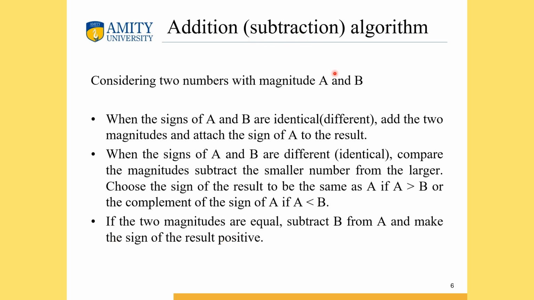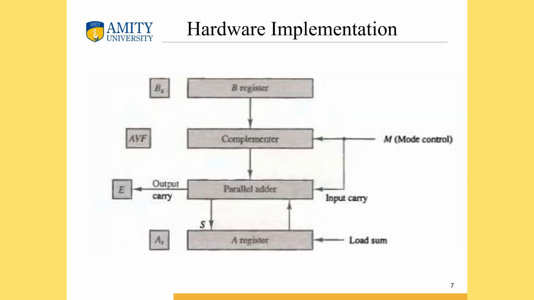Again, for subtraction, the only difference is that if A and B are different, then we add the 2 magnitudes and get the sign of A. If A and B are the same, then we compare the magnitudes and subtract smaller from larger. We just reverse the steps. The step for identical in addition is the one for different in subtraction, and they are interchanged between addition and subtraction.